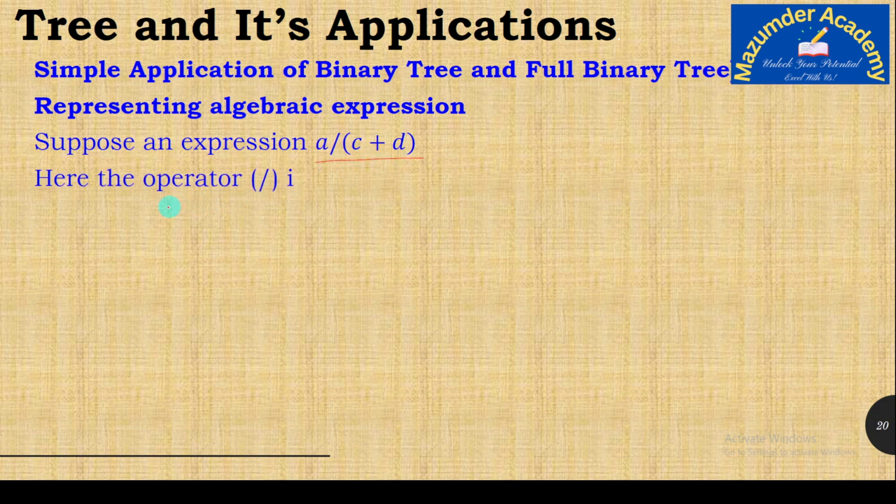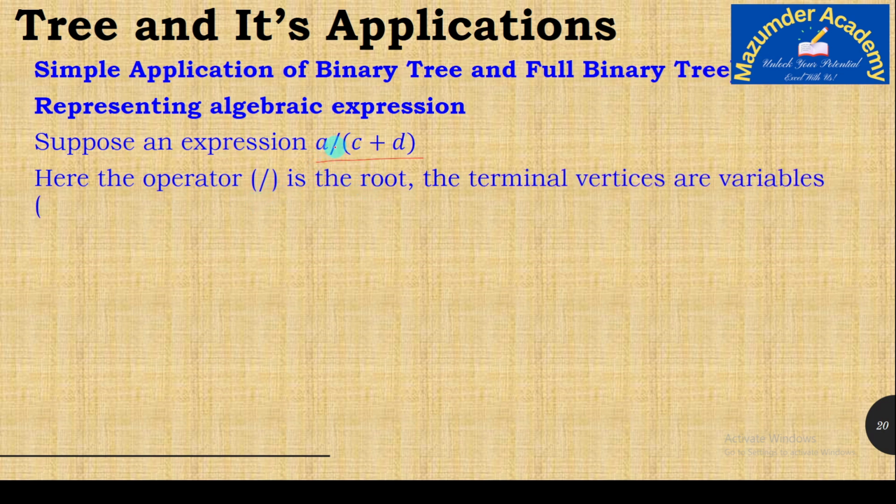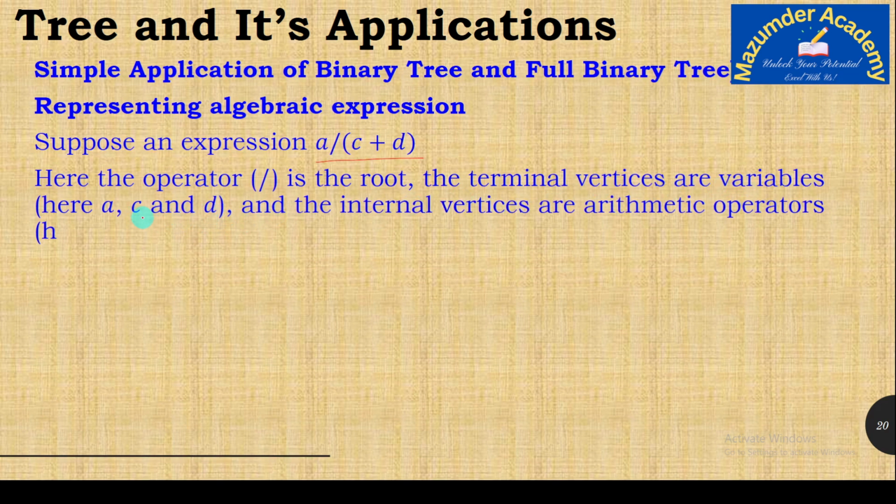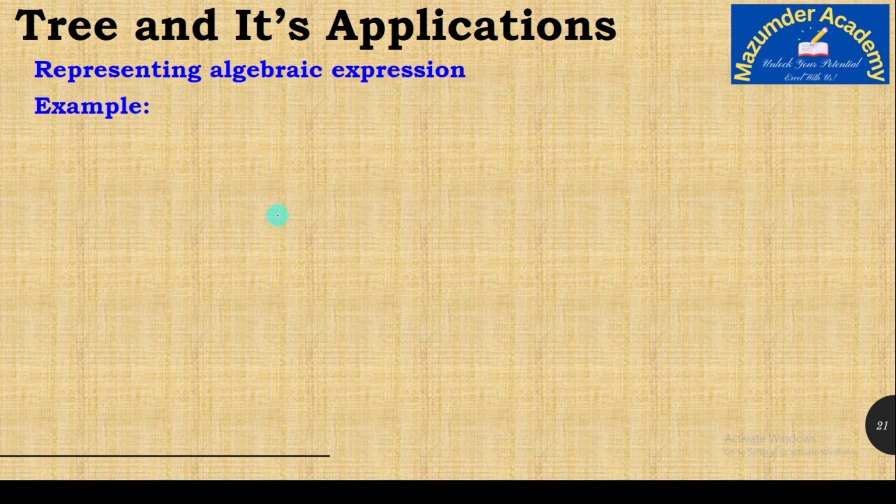So we have written here the operators. This is the root, obviously this is the top operator. The terminal vertices are the variables a, b, c, and d, and the internal vertices are the arithmetic operators plus and the root, that is divide. Let us see an example, a proper example.